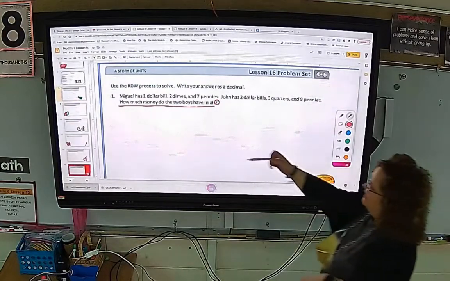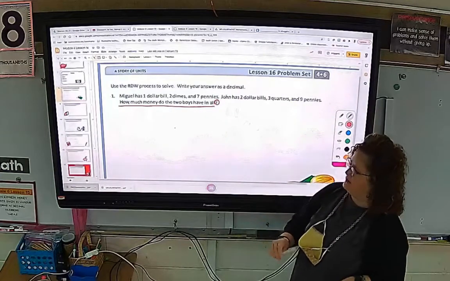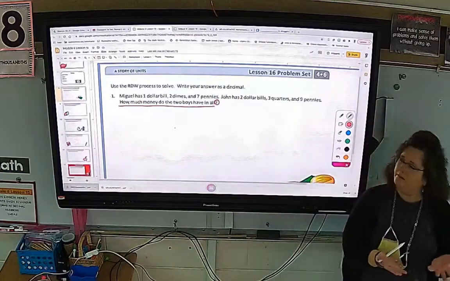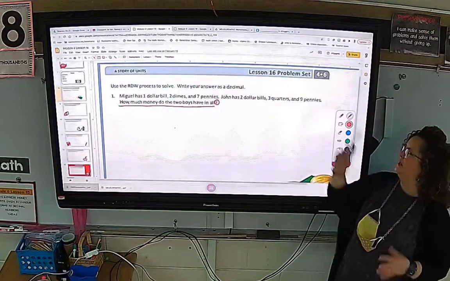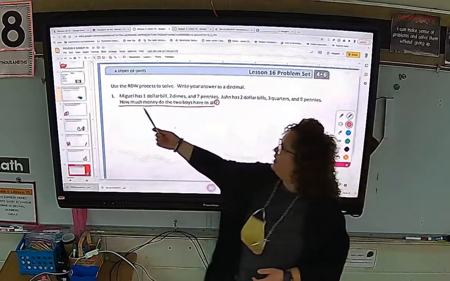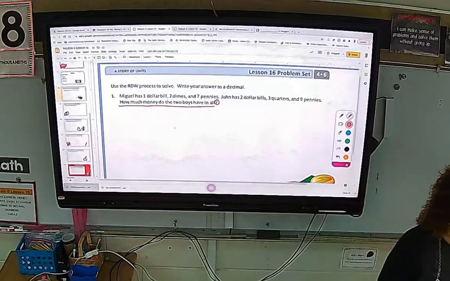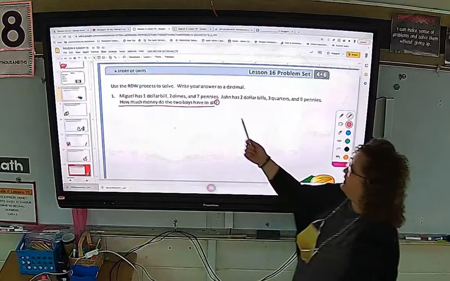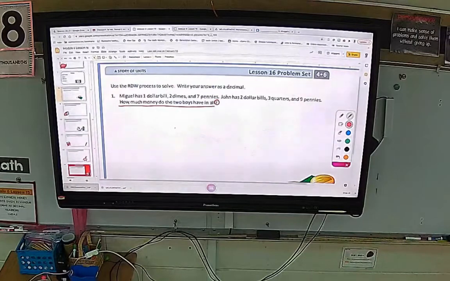So this says Miguel has $1 bill, 2 dimes, and 7 pennies. So Miguel has this amount of money. John has $2 bills, 3 quarters, and 9 pennies. How much money do the 2 boys have in all? What is our actual question? What do they want to know? How much money do they have in all? I underline that question.